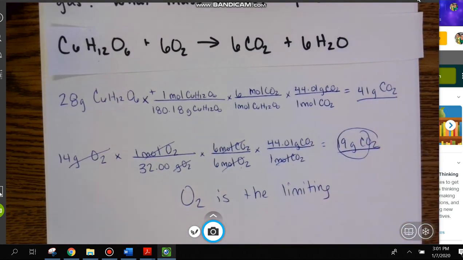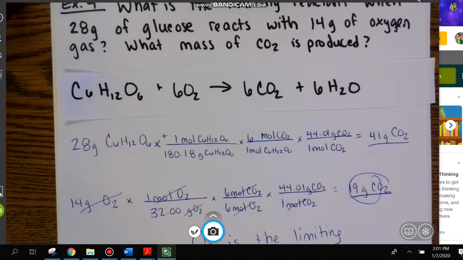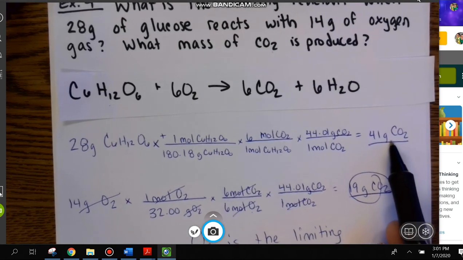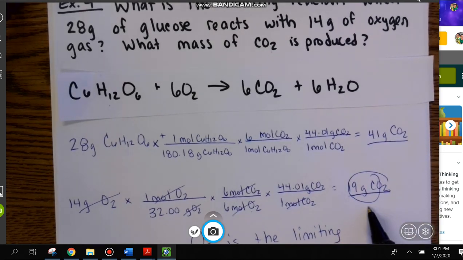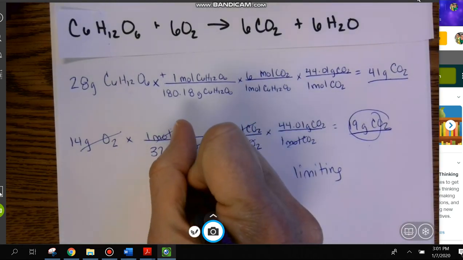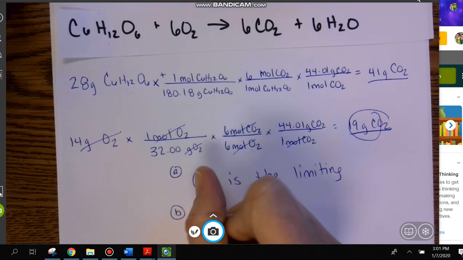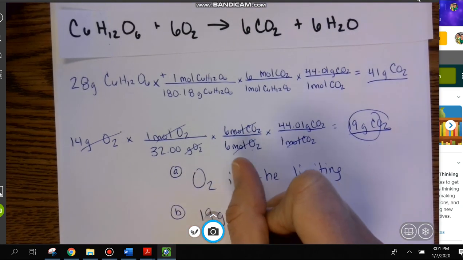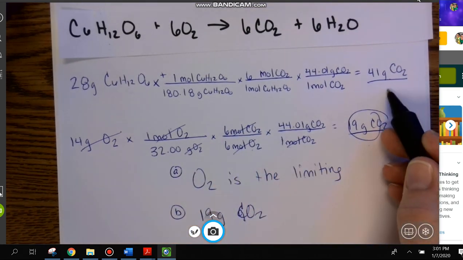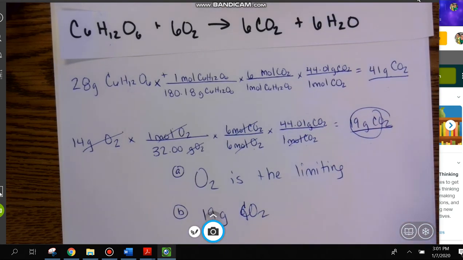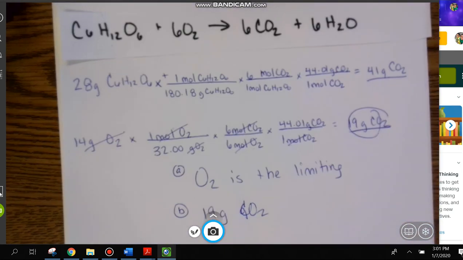Okay. Now, this asks another question. What mass of CO2 is produced? Pretty easy, right? Is it going to produce 41 grams of CO2 or 19 grams of CO2? Well, it's going to produce only 19 grams of CO2. So this is part A. Part B, it's only going to produce 19 grams of CO2. I can't produce 41 grams because I'm not going to have enough oxygen to make that happen.